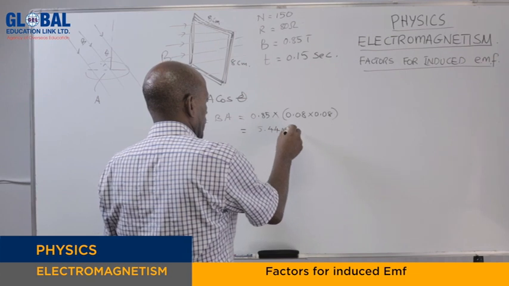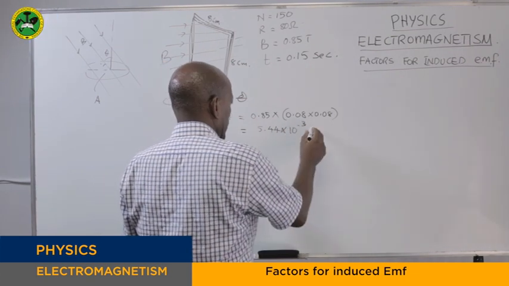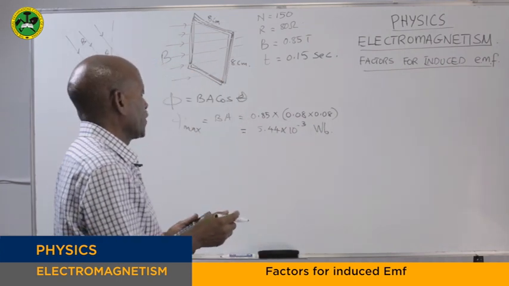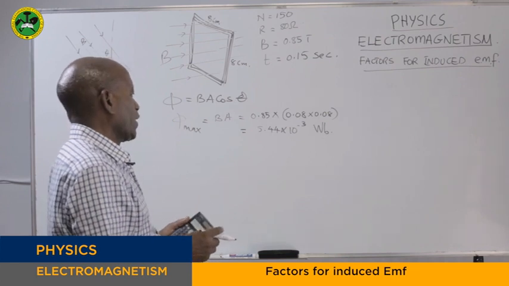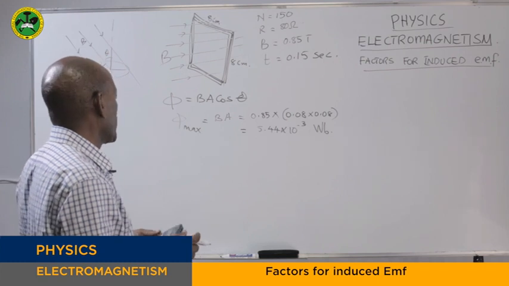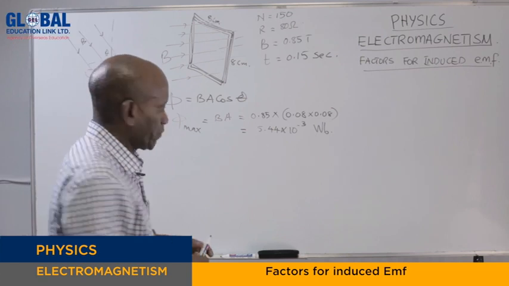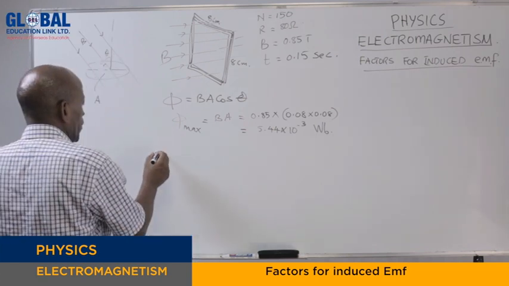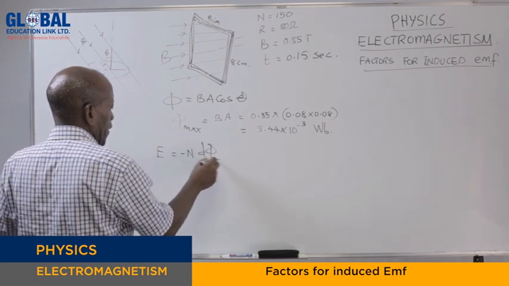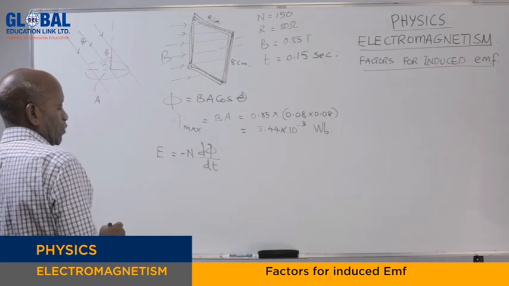5.44 times 10 power negative 3. This is the magnetic flux, which we are measuring in Webers. So that is the magnetic flux. Having obtained this particular magnetic flux, we go back again to Faraday's law. From Faraday's law, we all know that the induced EMF is equal to N d phi dt.